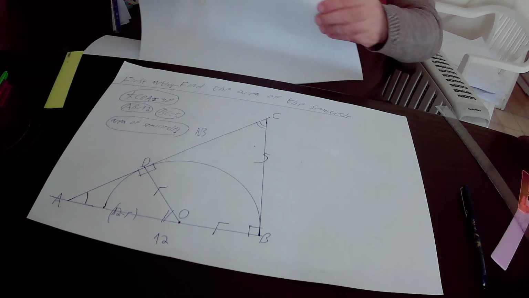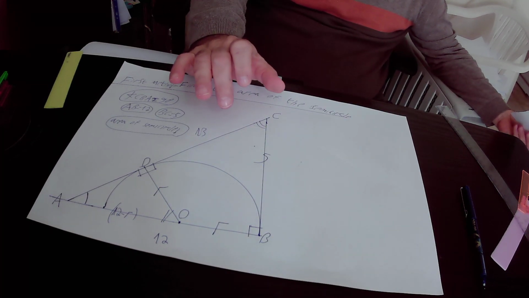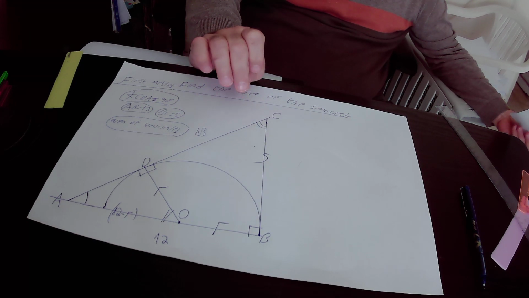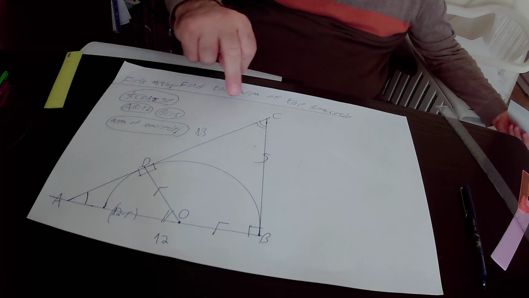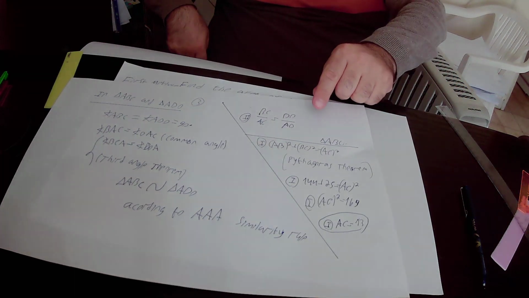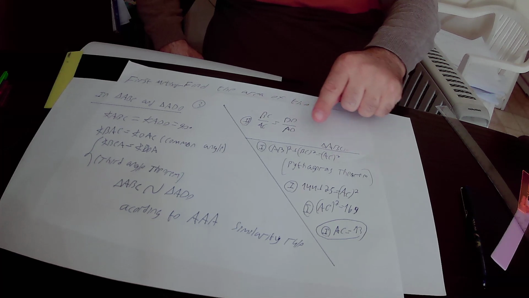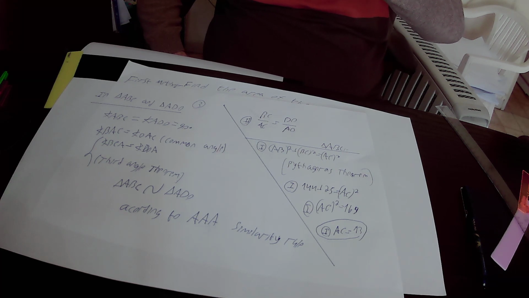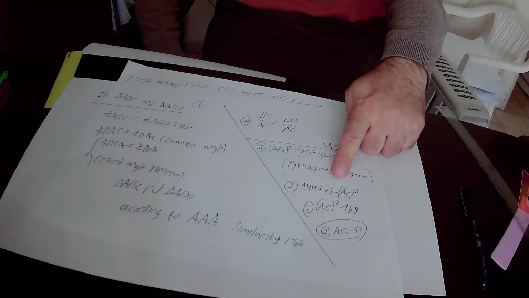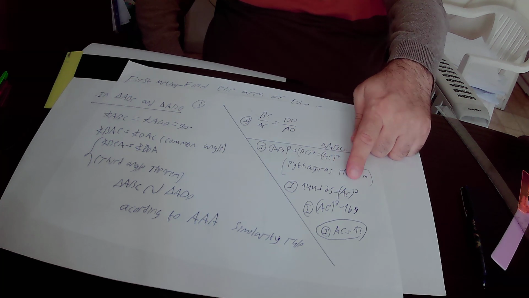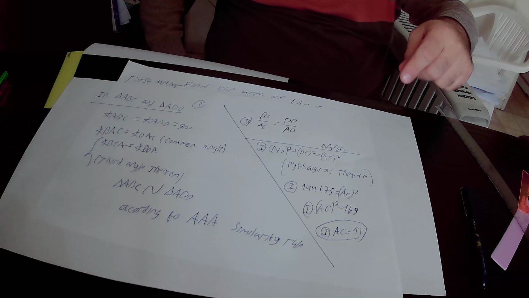First of all, in the right triangle ABC, according to the Pythagoras theorem, the square of the hypotenuse equals the sum of the squares of the perpendiculars, that is to say AC squared equals BC squared plus AB squared. AB equals 12, so AB squared is 144, plus BC squared, BC is 5, so 5 squared is 25, and it equals AC squared. So we got that 144 plus 25 equals AC squared, 144 plus 25 is 169.